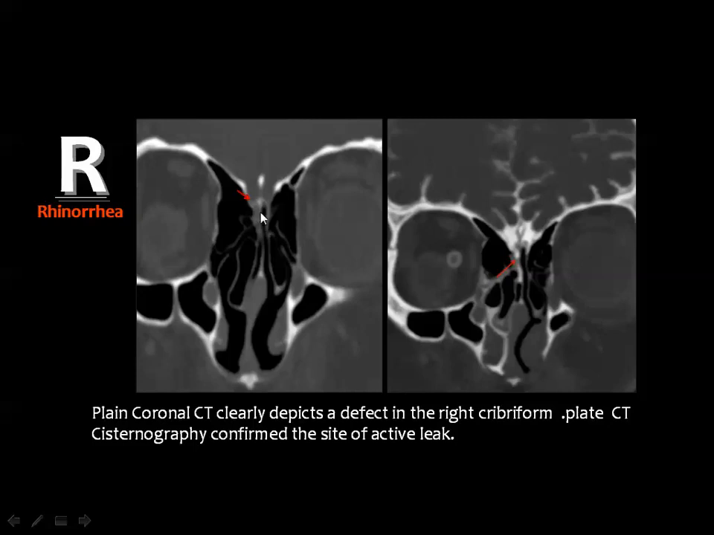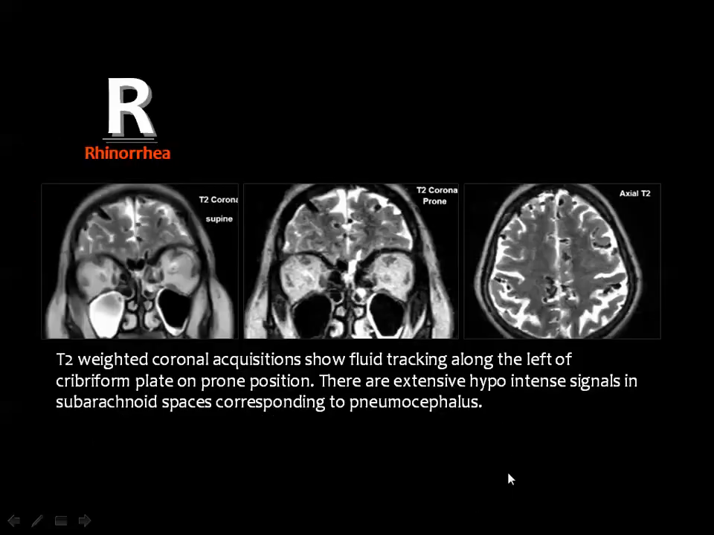And here there is a suspected defect in the cribriform plate of ethmoids in the pre-contrast images. Post-contrast images showed that the contrast material is leaking through the defect, going maybe through the nose.